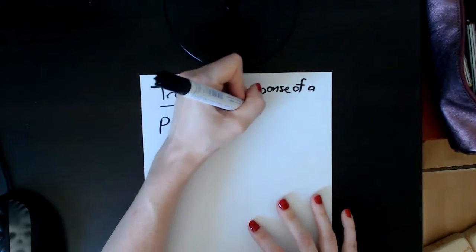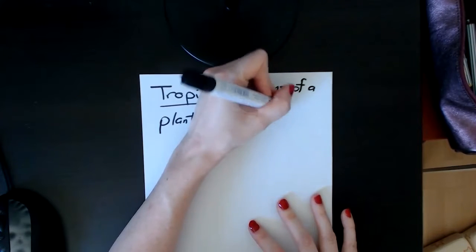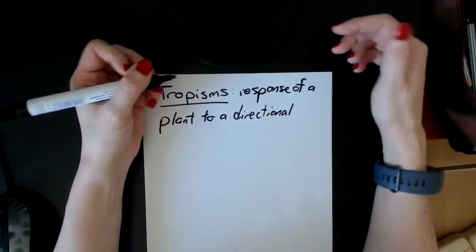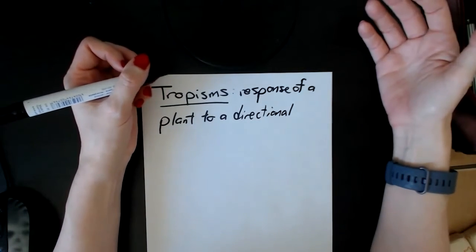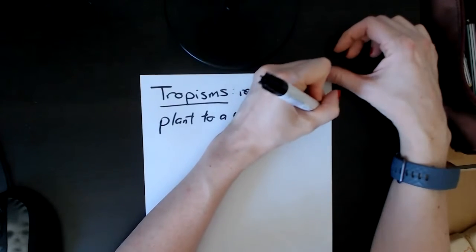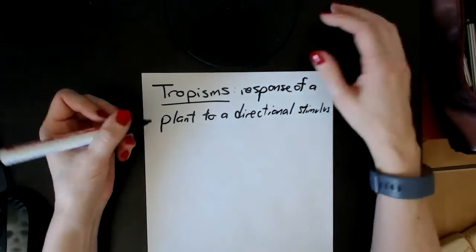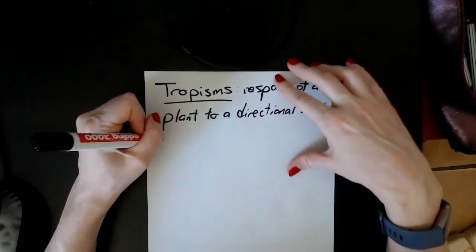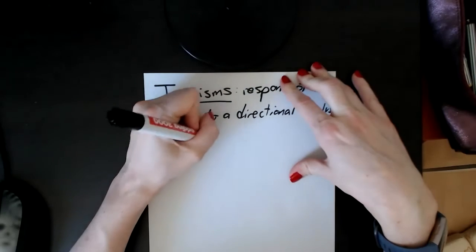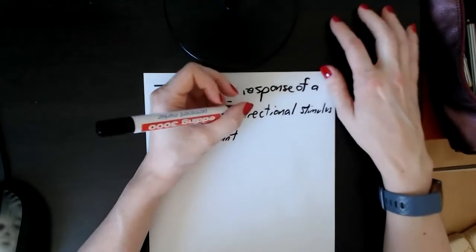And when I say directional stimulus, it means that the plant will respond to the direction by either growing towards it or away from it. And so that can be either, it's called a positive tropism or a negative tropism, right? So a positive tropism is when the plant grows towards the stimulus.